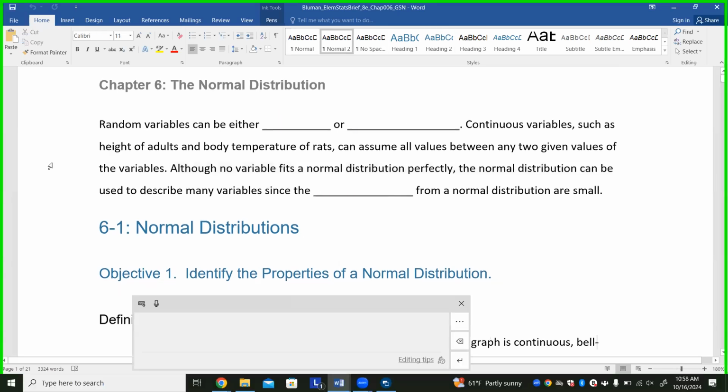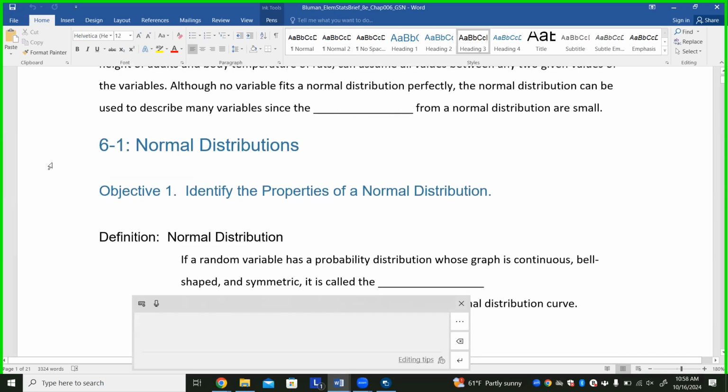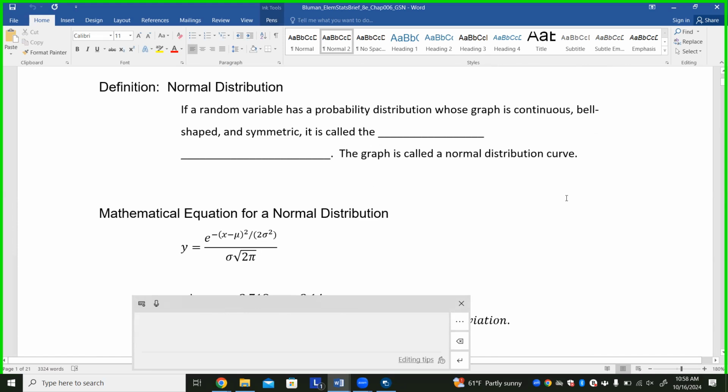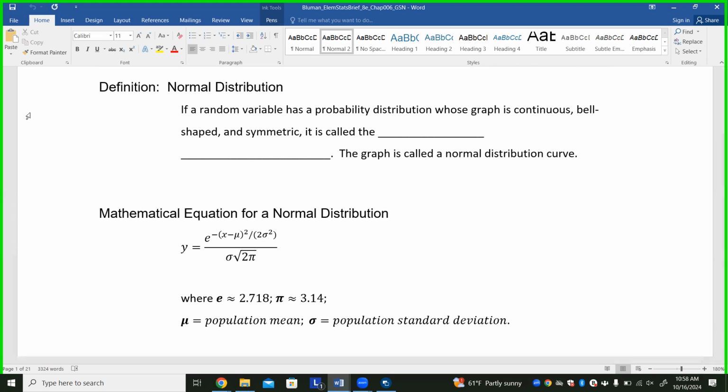6.1 again is normal distributions. Our first objective is to identify the properties of a normal distribution. So let's talk about definitions first. If a random variable has a probability distribution whose graph is continuous, also known as bell shaped, so just so you know, this is normal. Pretend that's a bell, like a perfectly symmetrical bell. And symmetric, it is called the normal distribution. The graph is called a normal distribution curve.